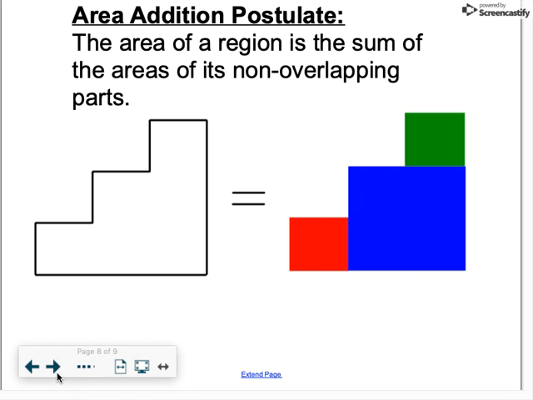Notice we have the figure over here on the left, but now we can break it apart to find areas that we know. We know how to find the area of a square, so it makes our lives a lot easier here.